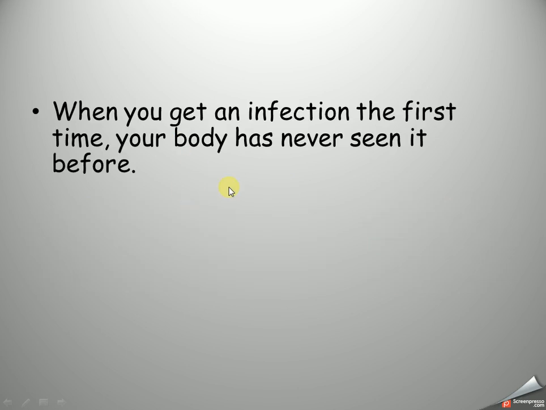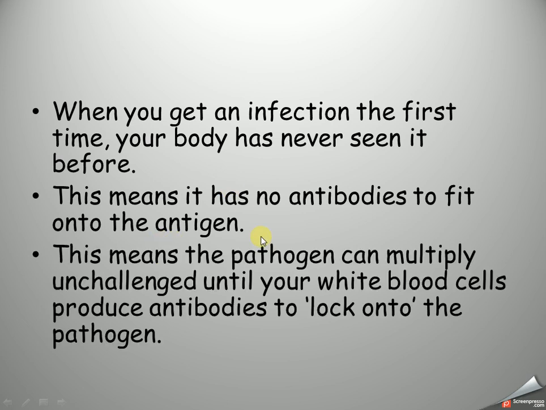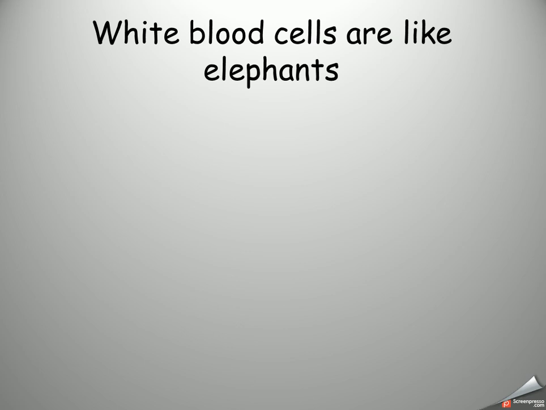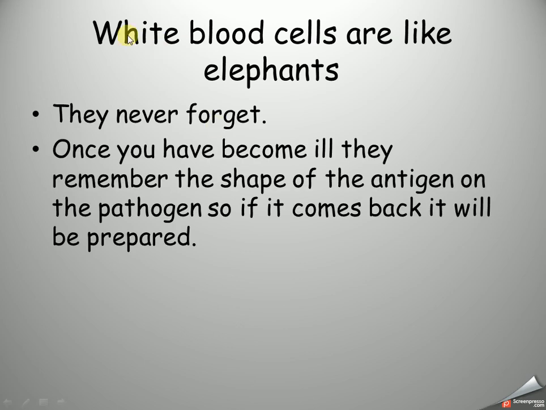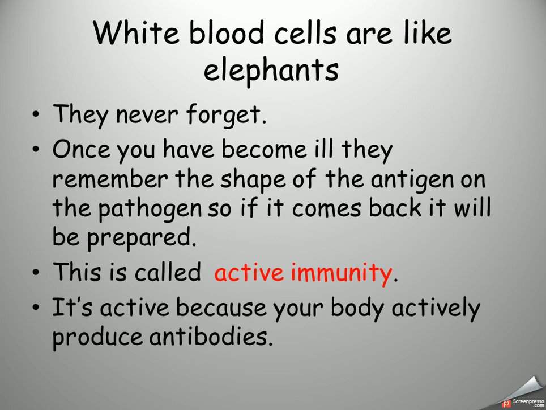So when you get an infection the very first time and your body has never seen it before, it means you've got no antibodies to fit onto the antigen. Okay, and it can carry on dividing. The pathogen will carry on multiplying uncontrolled until your body can produce the right antibody for it. And the white blood cells are like elephants; they never forget. Once they've got the shape of the antigen on lockdown, they will remember it the next time that you have the disease. This is called active immunity. Your body actively remembers the pathogen or the antigen that actually came about.